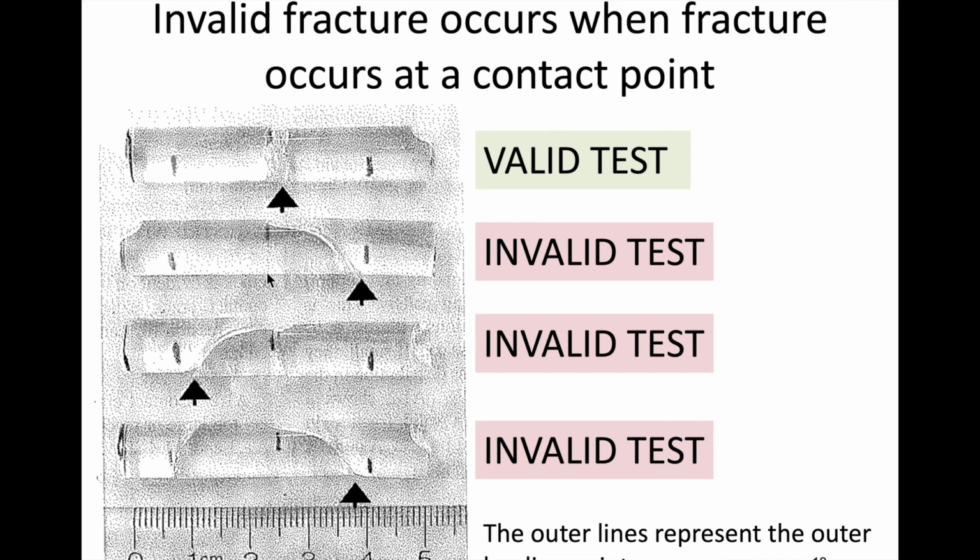However, if we look at these other ones, the second, third, and fourth one down here, you'll notice that the fracture occurred here, here, and here. Effectively, these have all happened right where there's a contact point, not in the middle, but at a contact point, at the outer lines. So these are all invalid tests because the fracture is occurring at that contact point, which is not where it should be.